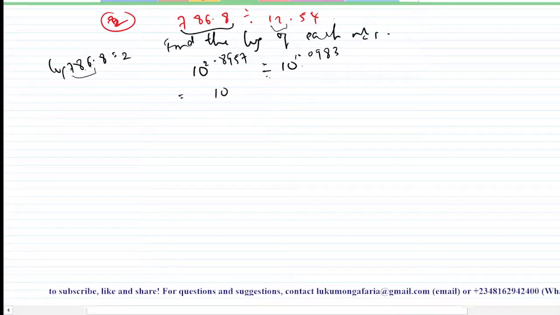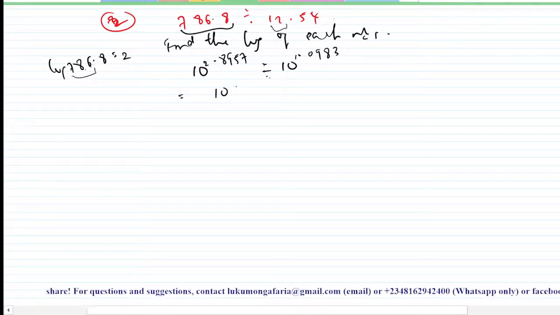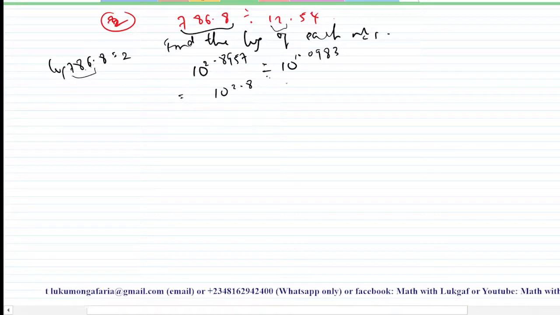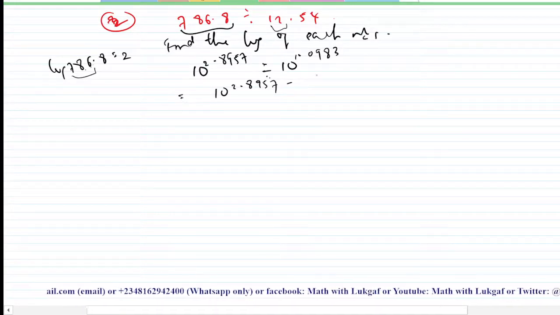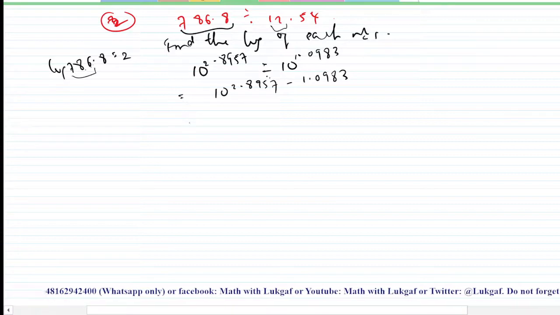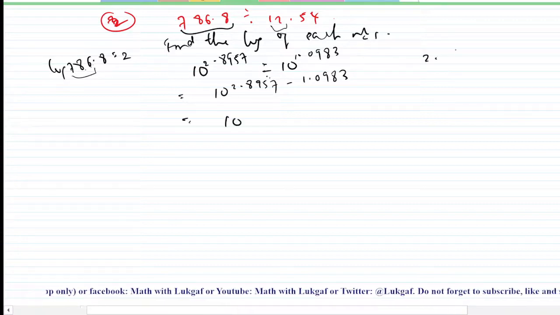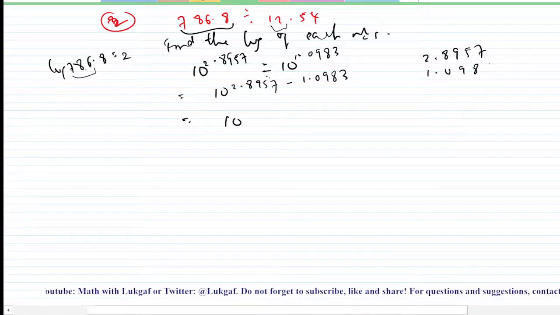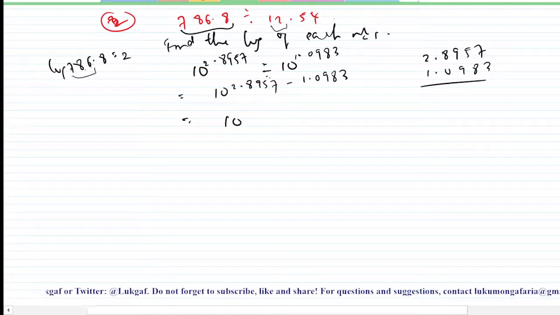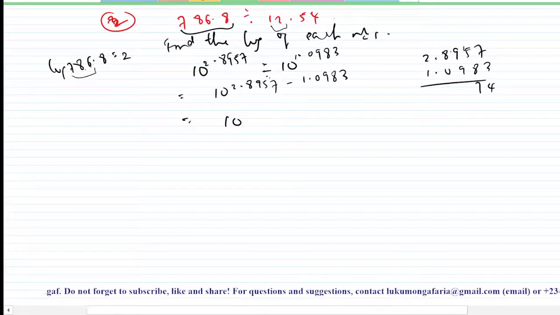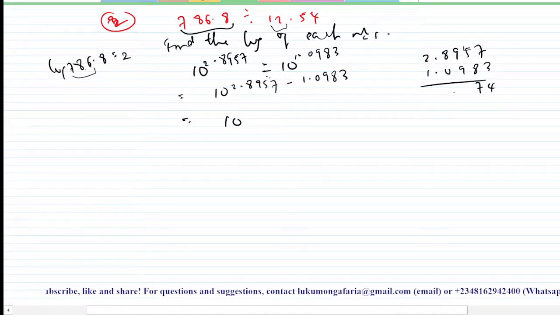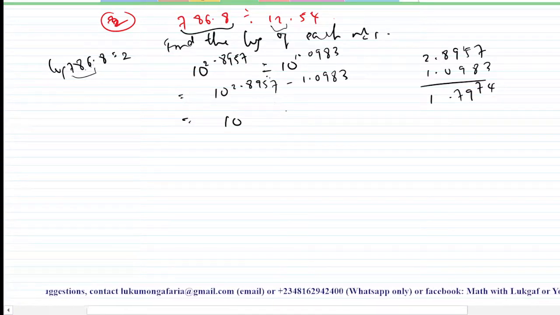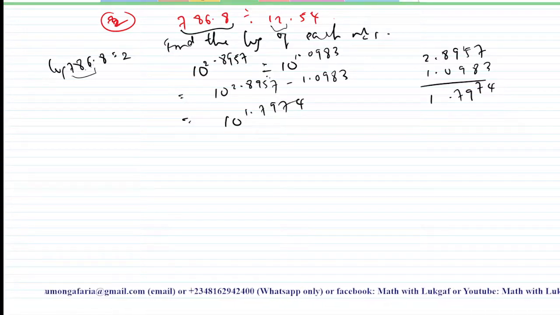This is division and you have the same base. It means you are going to subtract the index from each other. Then this one will give me 2.8957 minus 1.0983. So if you find the difference, you have 2.8957 minus 1.0983, then this gives me 4. You have 7 here. This will give me 97, and this is 1. Then you have 1.7974.